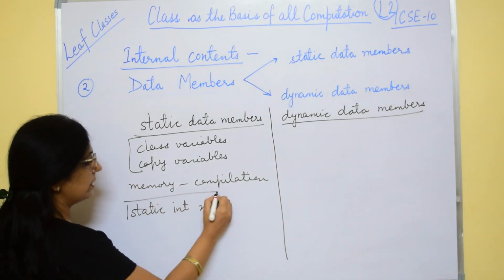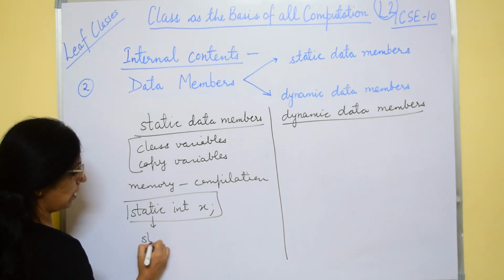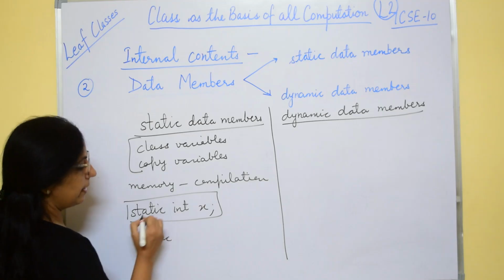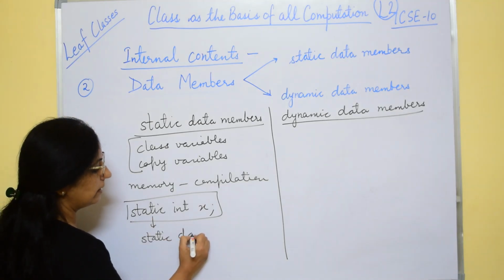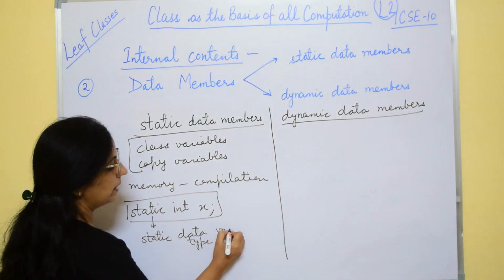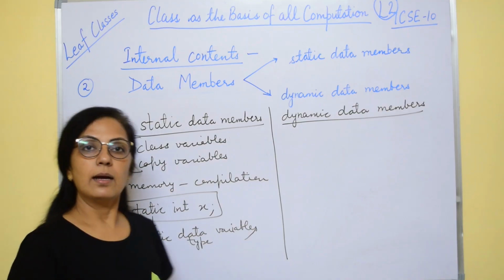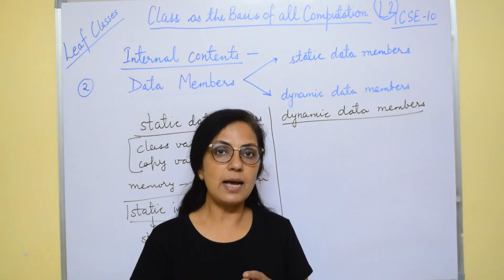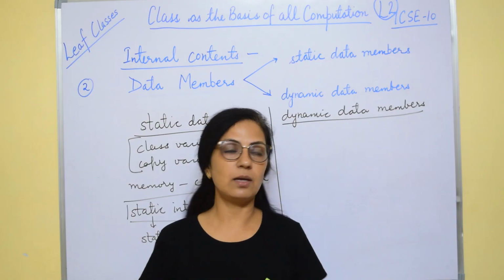Here I have written the example. So this static keyword is used for writing, for declaring the static data members. Then you write the data type and then you write the variable name. These variables are written inside the class but outside the function body with the static keyword.